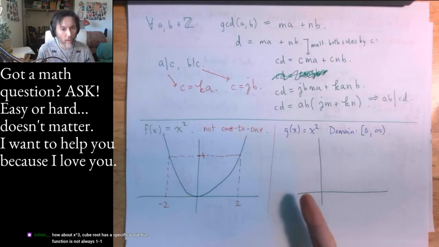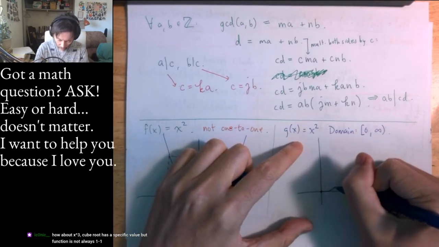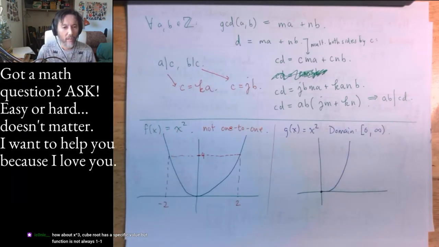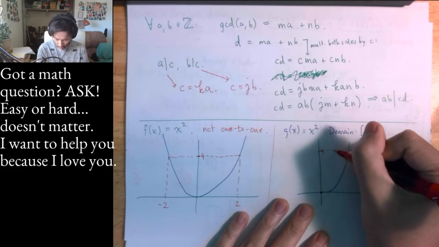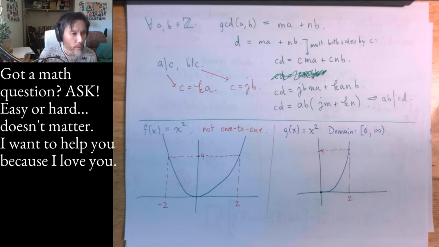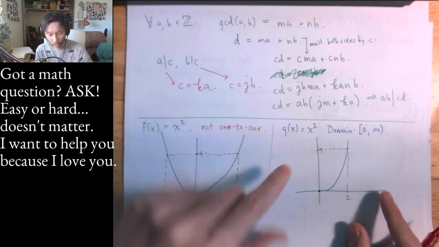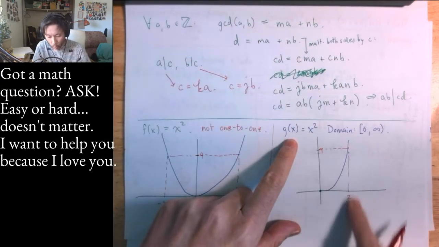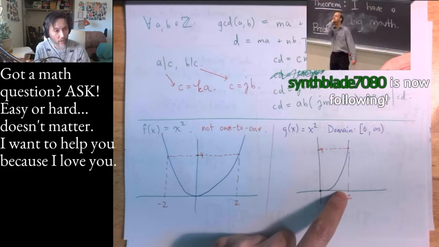It's not defined for x less than 0. It's only defined for x greater than or equal to 0. It looks like this. That's what the graph looks like. And now what you see is that for every possible value of the function, every possible value of x squared, there is exactly one value of x whose square is that value. And you can check for every possible value, for every element of the range of G, there is exactly one element of the domain of G, which, when evaluated by G, gives you that value.